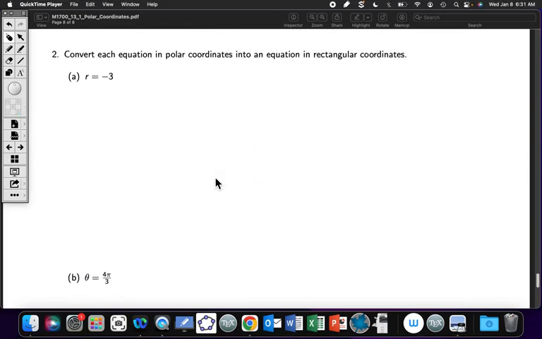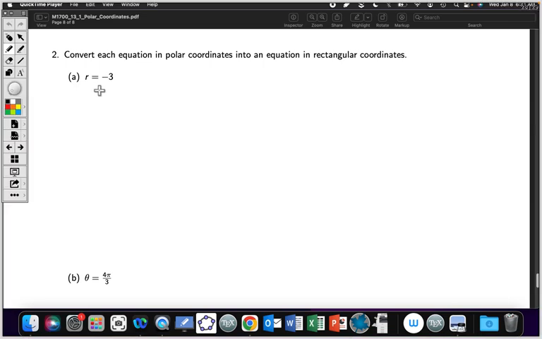All right, now let's go backwards. Convert each equation in polar coordinates to an equation in rectangular coordinates. So we start with r equals 3. Now we know that x squared plus y squared is r squared. So r would be plus or minus the square root of x squared plus y squared. All right. So we could substitute that in there.